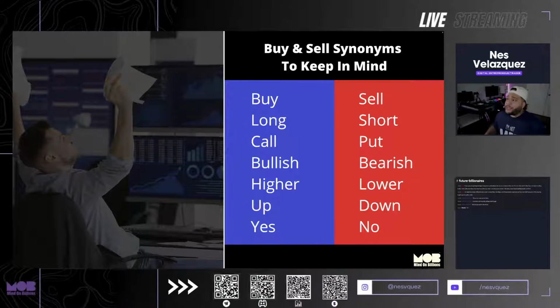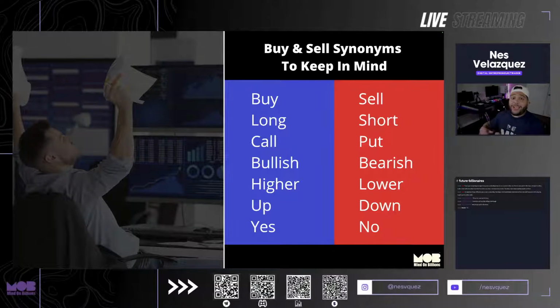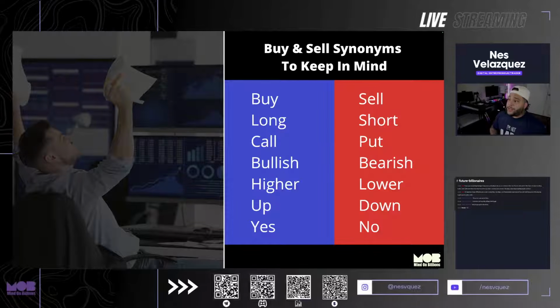Okay, so here are some buy and sell synonyms to keep in mind. I'm going through this introduction slide so everyone has it, so as we move forward, we can get into more of the juicier topics that you guys want to learn. So, buy and sell synonyms to keep in mind, especially if you're a beginner.